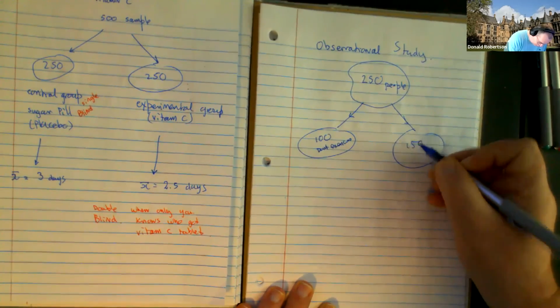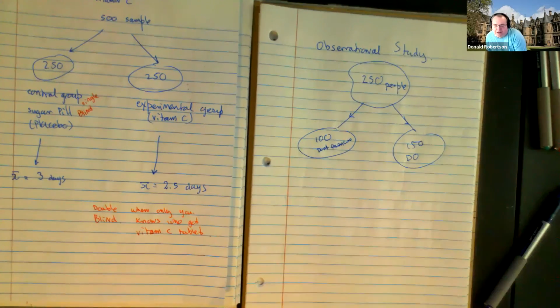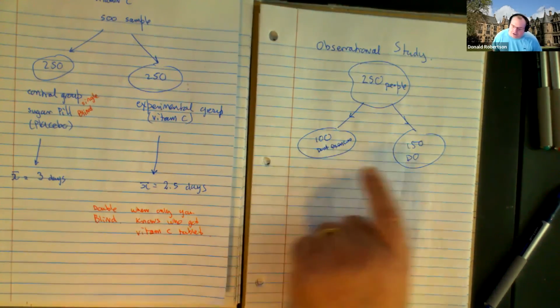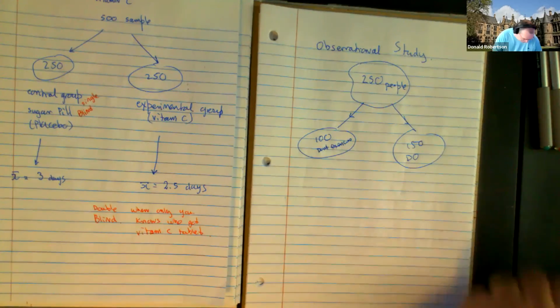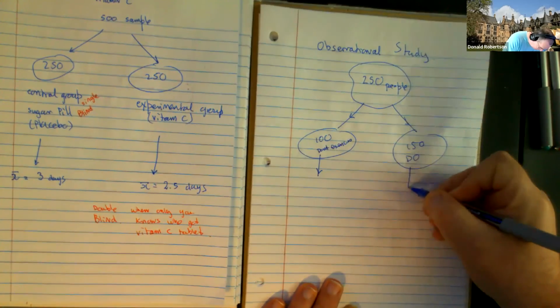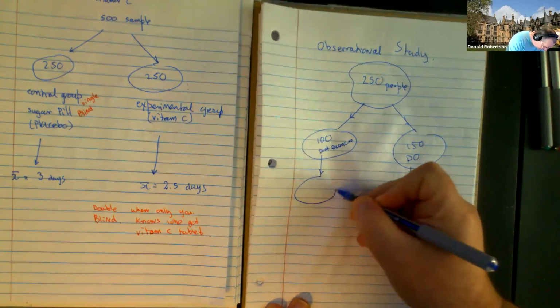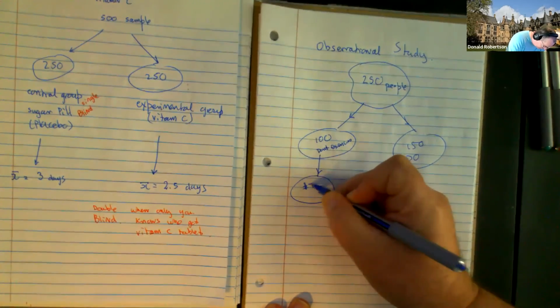And the other 150 do, right? And we are interested here in an observational study of comparing people who don't exercise with people who do. And you might find that there are some differences. And let's suppose one of those differences is the number of hours of TV that they watch.